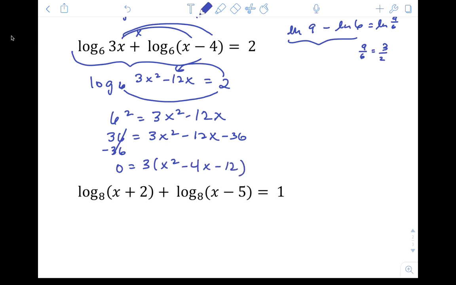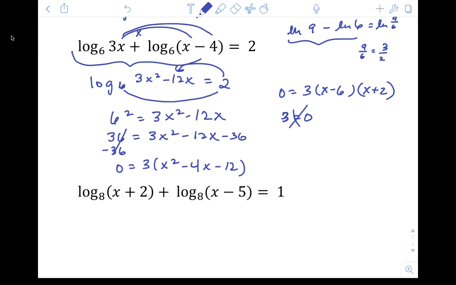I can then factor that further. I took out a GCF, but the factors of negative 12 that give me negative 4 would be negative 6 and positive 2. Set everything equal to 0. When I set 3 equal to 0, there's no x, there's no answer. So remember what this really is mathematically, that would be a stretch by 3, a vertical stretch by 3.